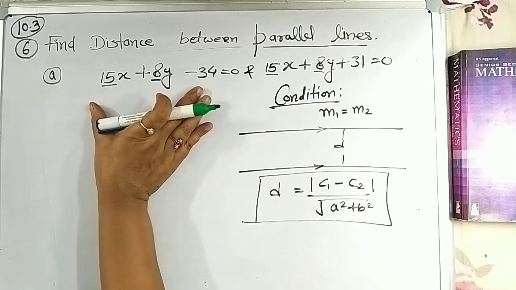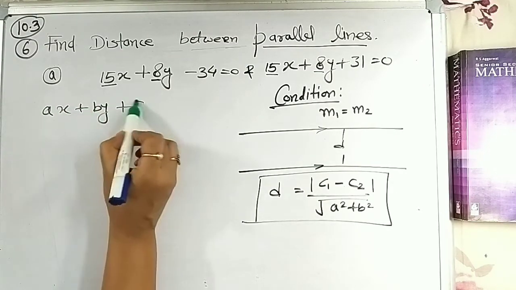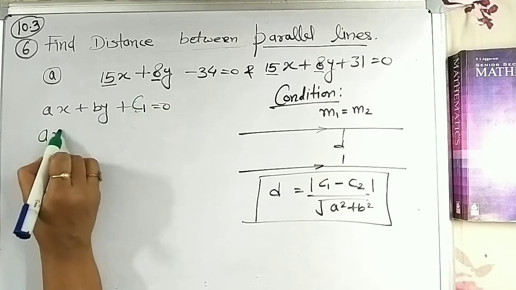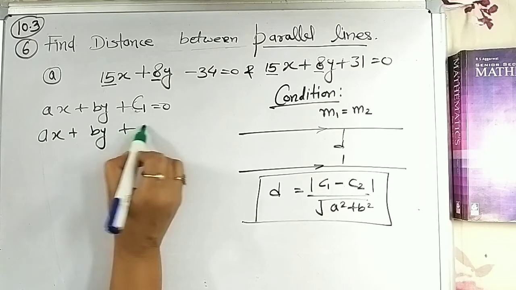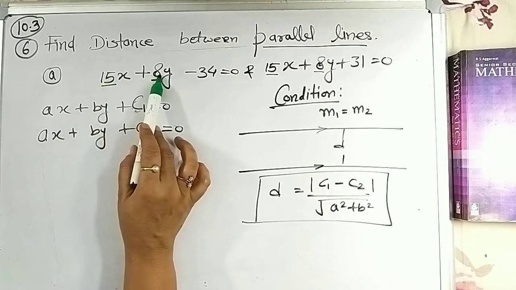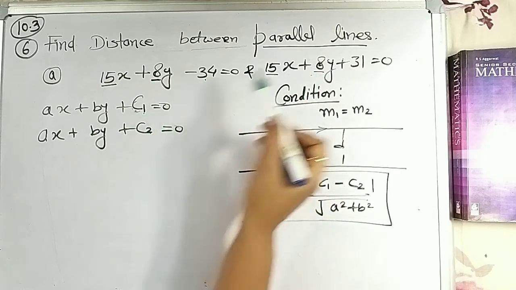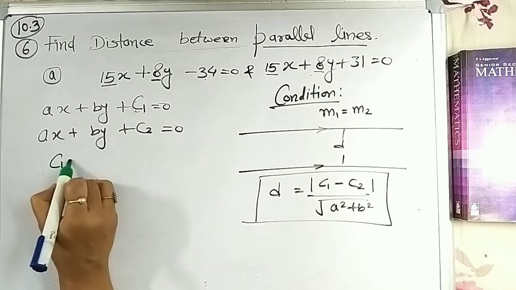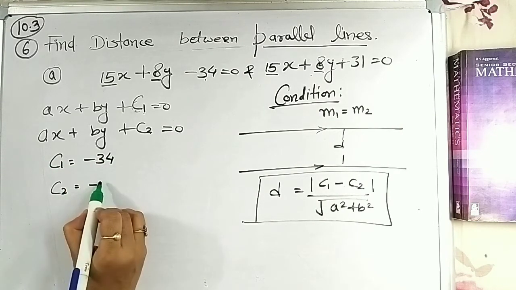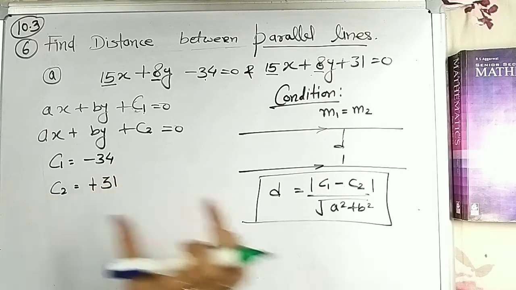If I compare, the standard equation for parallel lines is something like this: a x plus b y plus c1 is 0. This is the first equation. The second equation is a x plus b y plus c2 is 0. Remember, a same, b same. So what is my c1? c1 is this, and c2 is this. So I can write c1 is minus 34 and c2 is plus 31. So I have to just fit these values here.